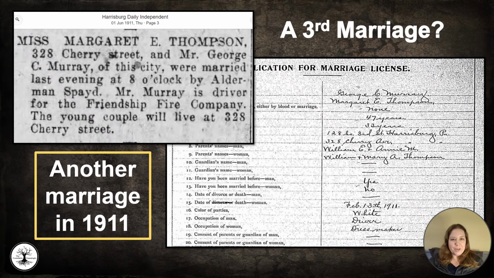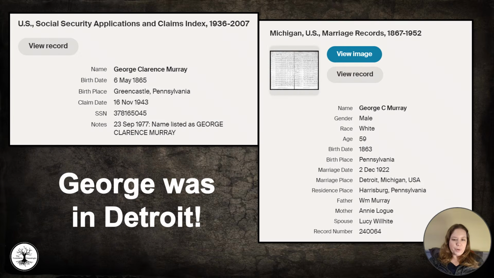This is our guy. The marriage announcement says he's a driver for the Friendship Fire Company, which matches the 1910 census with Flora Shireman. I connected the dots, and this is the same person. He moved all over between censuses, married constantly, but we have him. We're on the trail. I searched for more information in Detroit since that 1938 obituary said that's where he was.